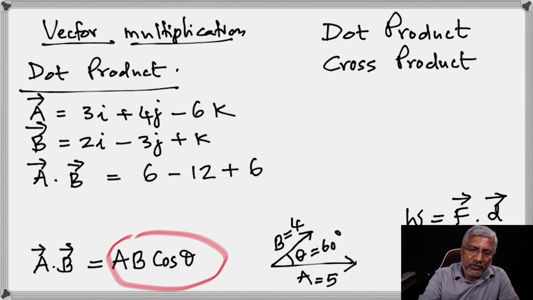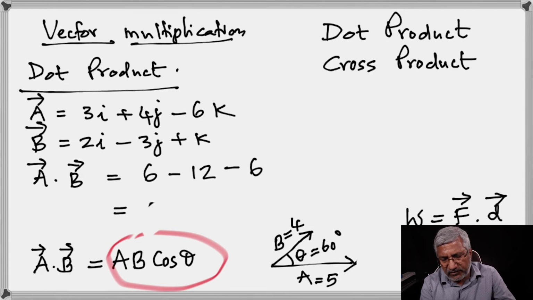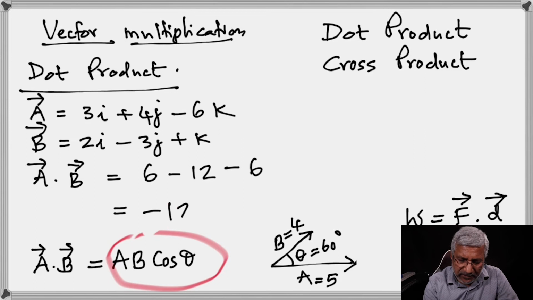All right, using the IJK method, all you got to do is multiply the coefficients of I. 3 times 2 is 6. 4 times negative 3 is negative 12. Negative 6 times 1, because there's a 1 there, is, ooh, that should be negative 6. I missed that. Let me correct that. Okay. So 6 minus 12 minus 6. Now I got it. That gives you negative 12.